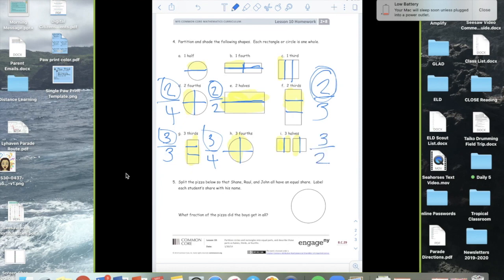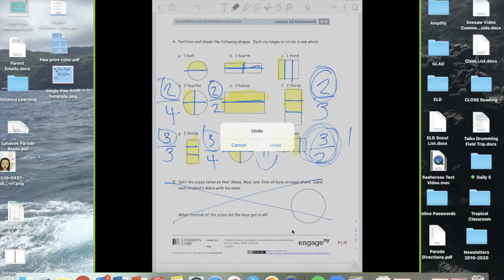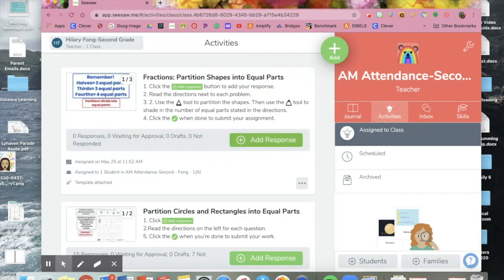3 halves. Okay. This is 3rd or even 4th grade work, my friends. Okay. Good job. So this last part we're going to skip because we are not having you do that problem. Okay. Now, let me show you what you're going to be doing today. So you are going to be working on fractions, partition shapes into equal parts.